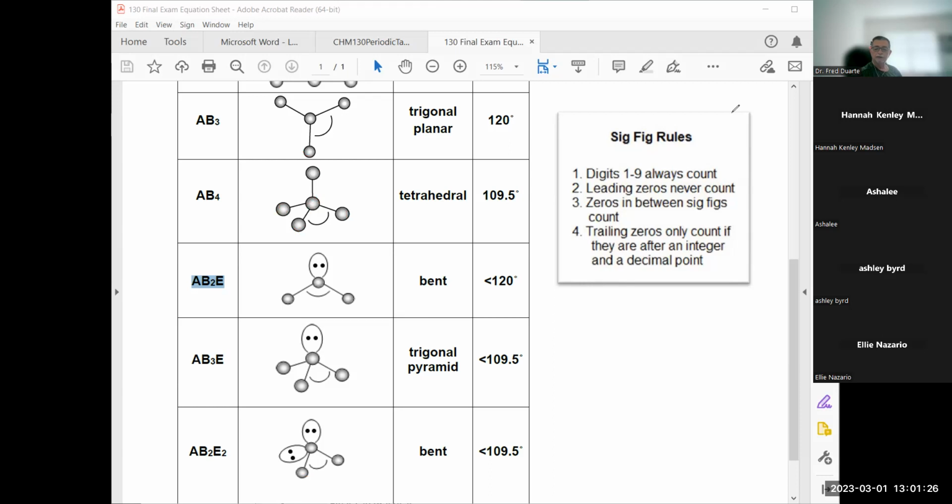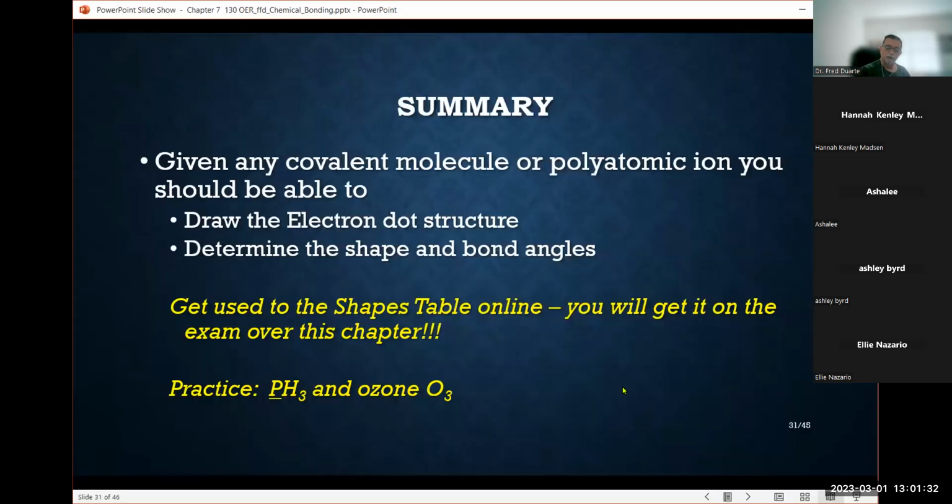Any other questions? All right, so try the pH 3 and then try ozone. Ozone, obviously, there's 3 oxygen atoms bonded together. Just by that being the case, one of those oxygens is going to be a central atom. Okay.